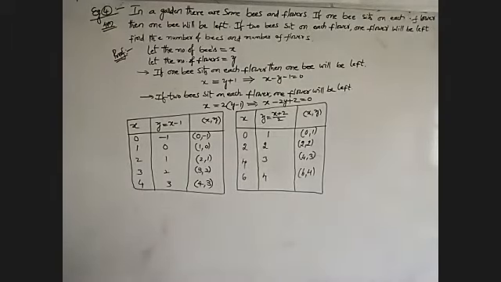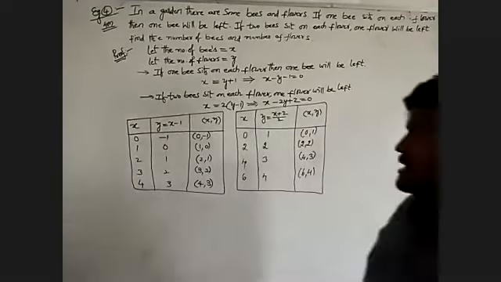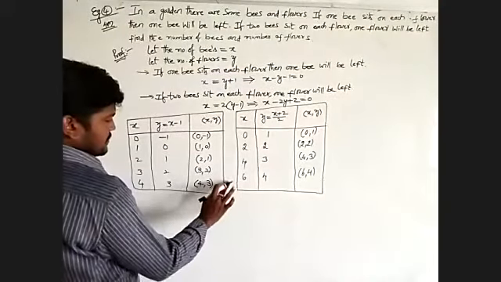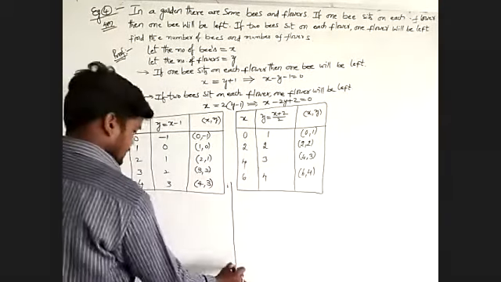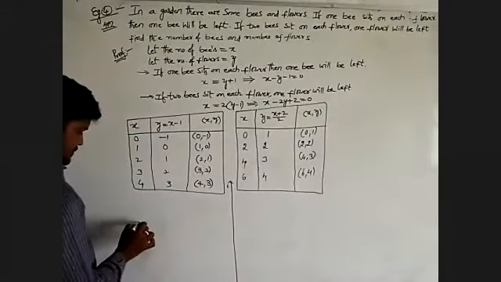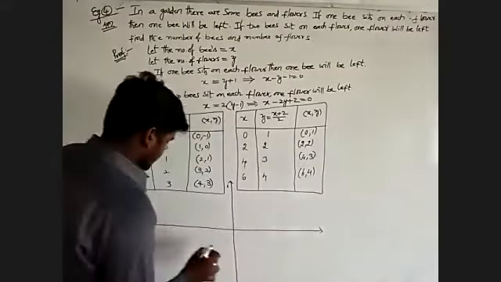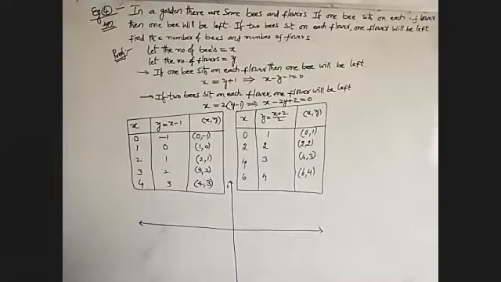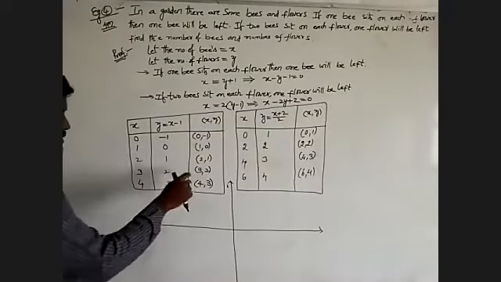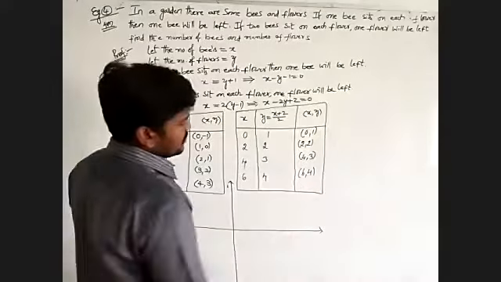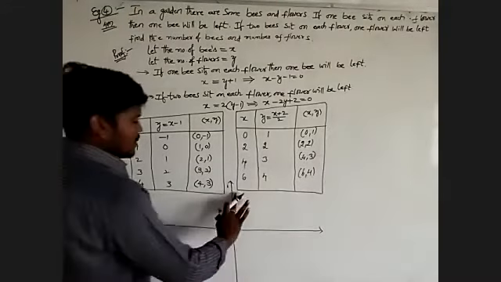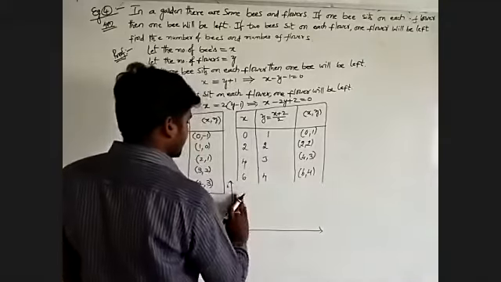We have to draw the graph. We will observe the x coordinate values. Here the x coordinate values are 0, 1, 2, 3, 4 and as well as 0, 2, 4, 6. All are below 7, so on the x-axis we have to take 1 centimeter is equal to 1 unit.